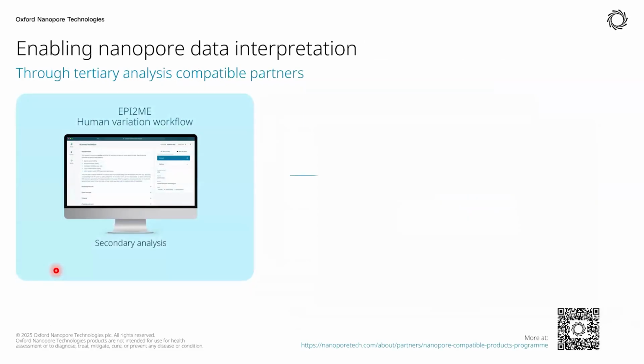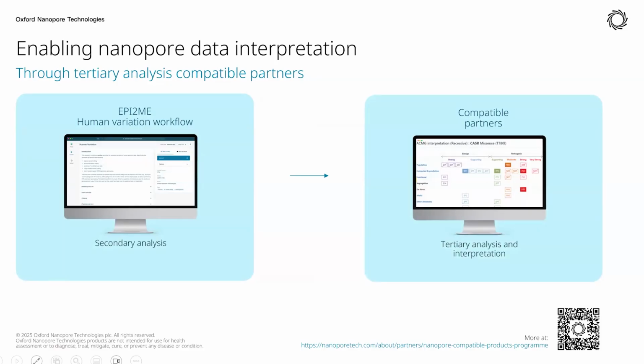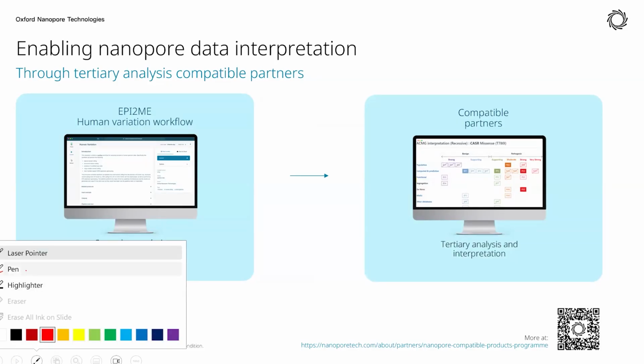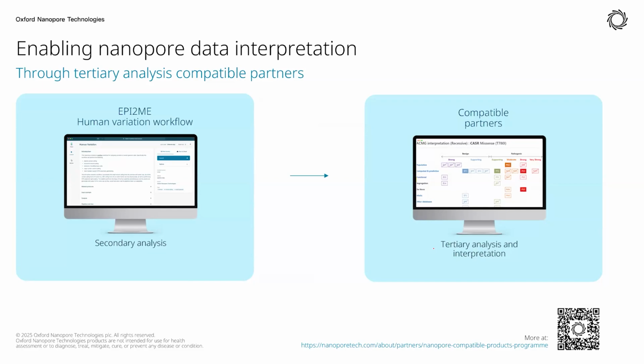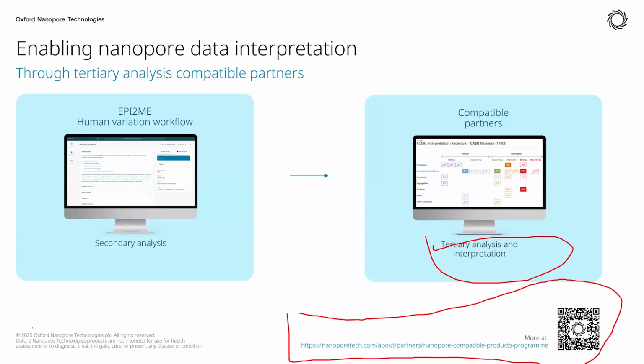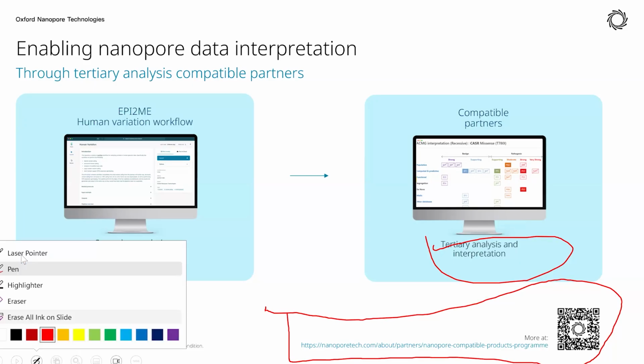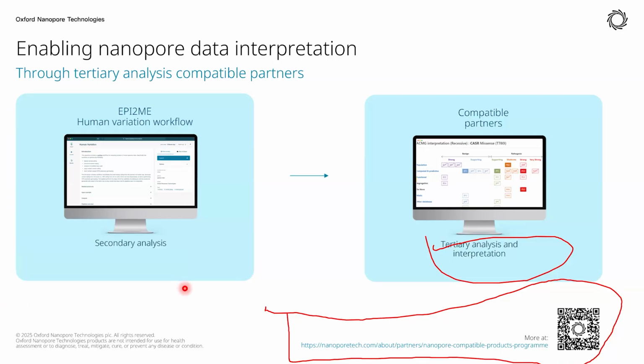Okay. All right. One of the other interesting things we've added recently is support for tertiary analysis partners. So we've partnered with a few different companies. You can find them at that link at the bottom of the slide. But essentially, what we're trying to do is make it easy for you to go from your secondary analysis on the human variation workflow, which is going to give you VCF files, amongst other files, to actual more actionable results.